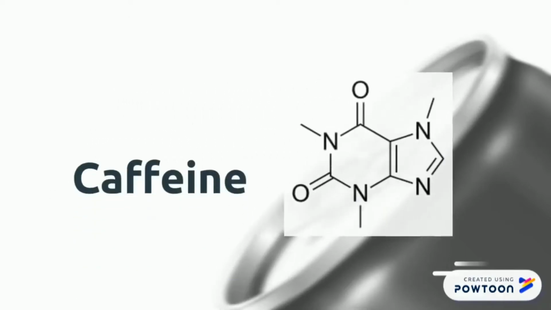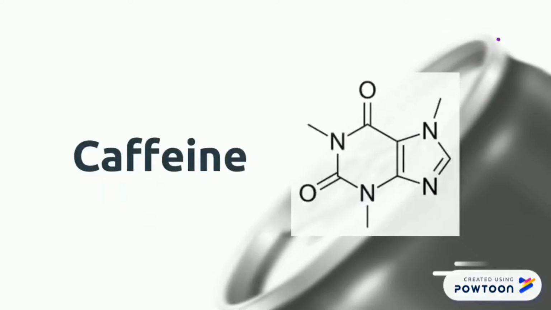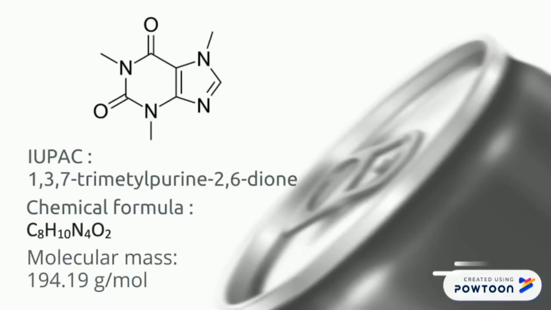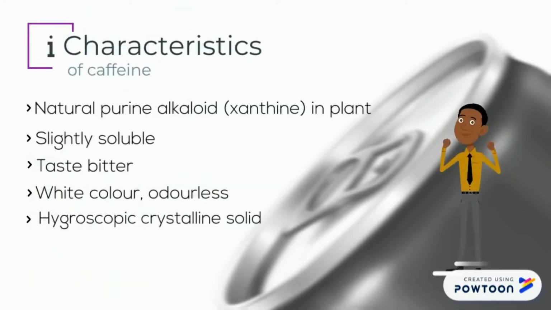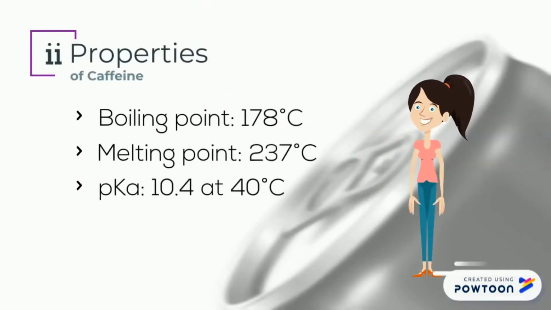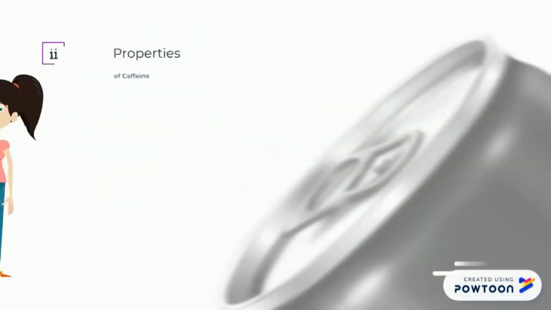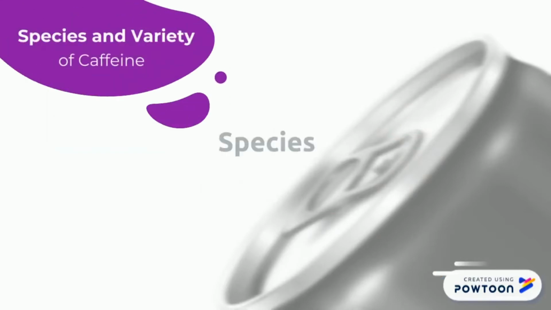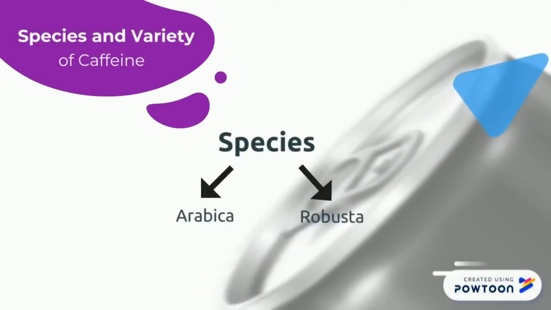Moving on, let's talk about caffeine. The following are the IUPAC name, chemical formula, molecular mass, and also the characteristics of caffeine. Now, I'm going to show you the properties of caffeine as well as its species and variety. Generally, the species are Arabica and Robusta. In each species, there are also some varieties.